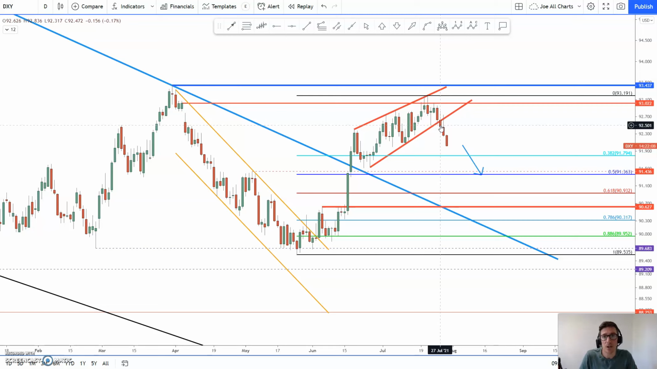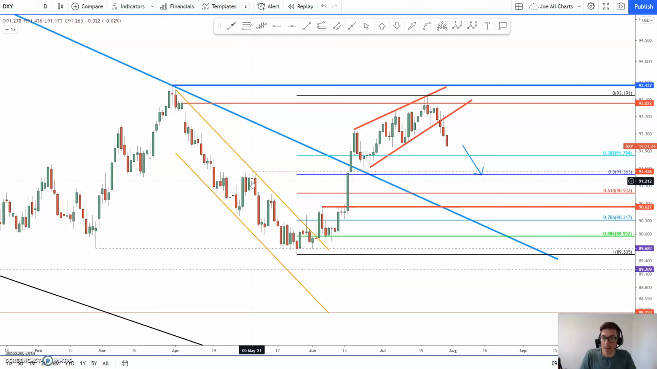The first of which is the 38.2% Fibonacci level, which comes in at 91.97. That would be the sort of first line in the sand to target on the downside, which could potentially act as support. Below that, we have the 50% fib level, which is at 91.36. Now, we have a bit of confluence here because we have a previous swing high back here on the 5th of May, and this marries up quite nicely with this 50% level. So this could be a level to target, potentially where we could see the price move to on the downside before the buyers do actually step back in.